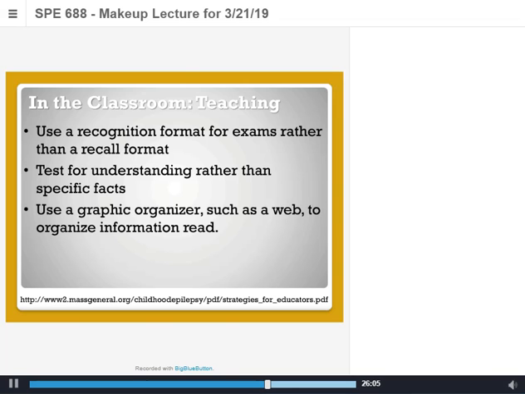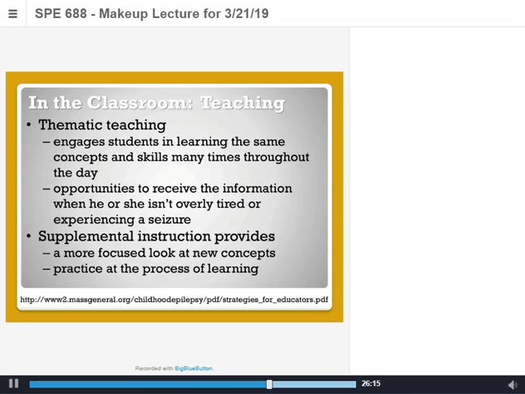Testing for understanding of concepts rather than specific facts, and allowing the use of graphic organizers are also great strategies for kids with epilepsy. Thematic teaching helps. It helps students when we do thematic teaching across the day. It helps students connect concepts and skills throughout the day so that they're not in smaller chunks, so we're not doing something totally different in science and social studies and math. We have a common theme that helps tie those concepts together and helps with the retrieval of information.